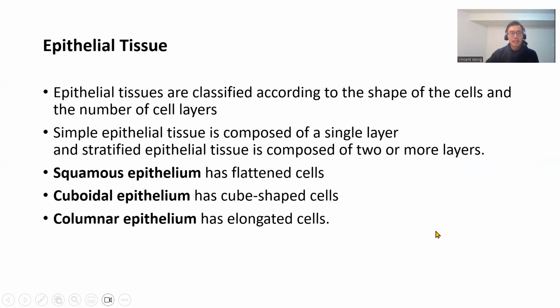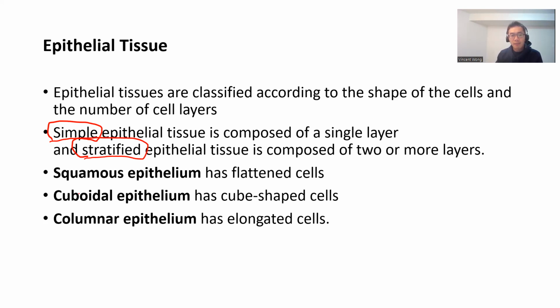Now, like I said, the epithelial tissues are classified according to the shape of the cells as well as how many layers you have. Some epithelial tissue have a single layer. We call that simple epithelial. And in other cases, when you have multiple layers, then we call that stratified. Stratified means two or more layers. Simple, one layer; stratified, multiple layers.